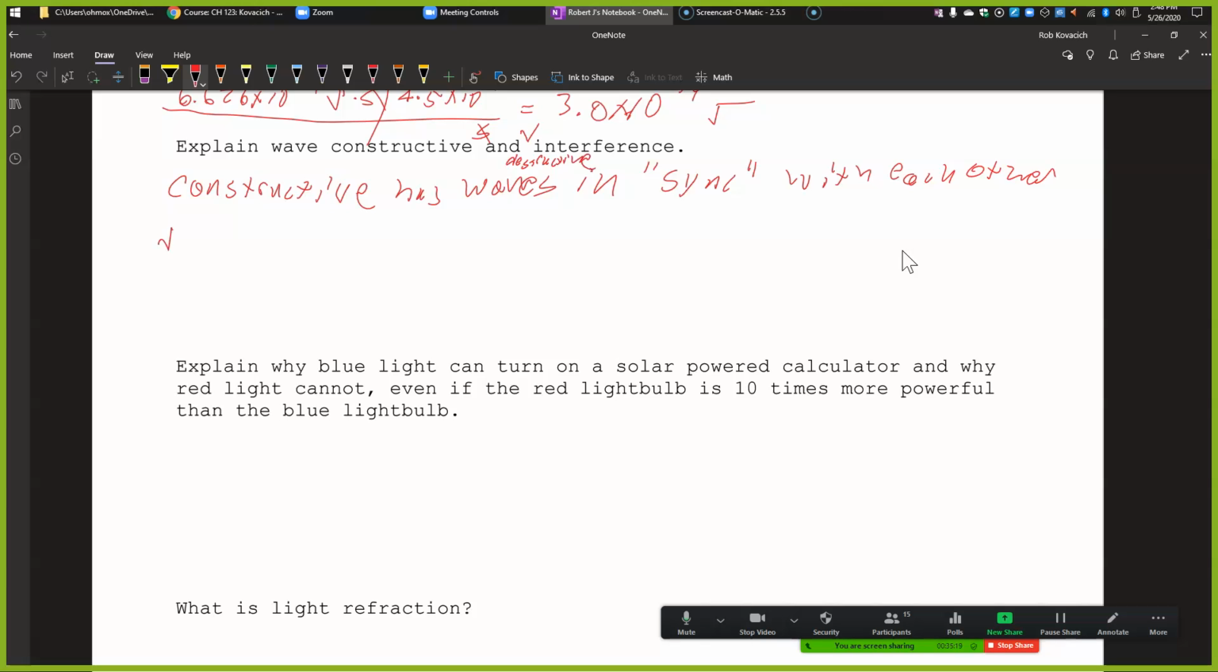Okay, I reworded it to say explain constructive wave interference, because I thought that's what you meant. That's okay. So we'll answer it anyway.